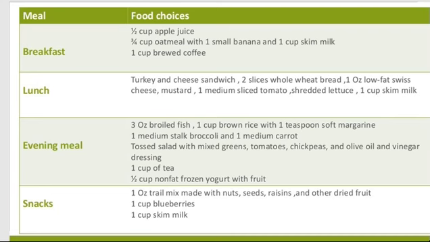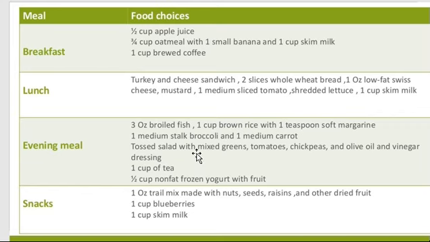Sample. Now we're going to discuss our sample menu. Breakfast: half cup apple juice, 3/4 cup oatmeal with 1 small banana and 1 cup skim milk, 1 cup brewed coffee. Lunch: turkey and cheese sandwich, 2 slices whole wheat bread, 1 ounce low-fat Swiss cheese, mustard, 1 medium sliced tomato, shredded lettuce, 1 cup skim milk.